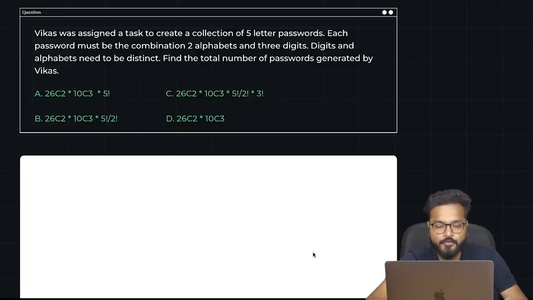All right. Moving on to the next question, which says, Vikas was assigned a task to create a collection of 5-letter passwords. Its password must be a combination of 2 alphabets and 3 digits. Digits and alphabets need to be distinct, so they cannot be repeated, to be clear. Find the total number of passwords generated by Vikas. Can you guys pause the video here and start doing this on your own?